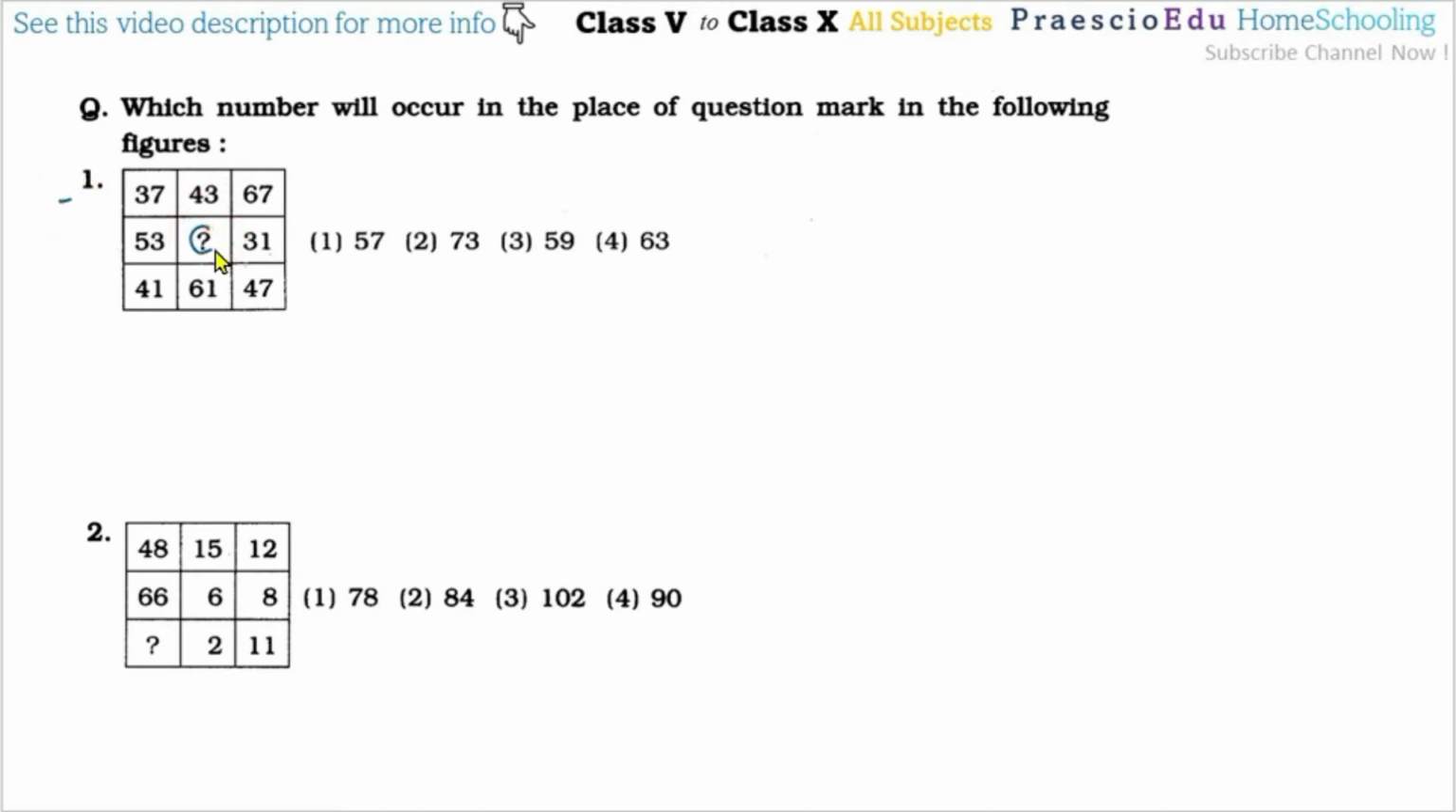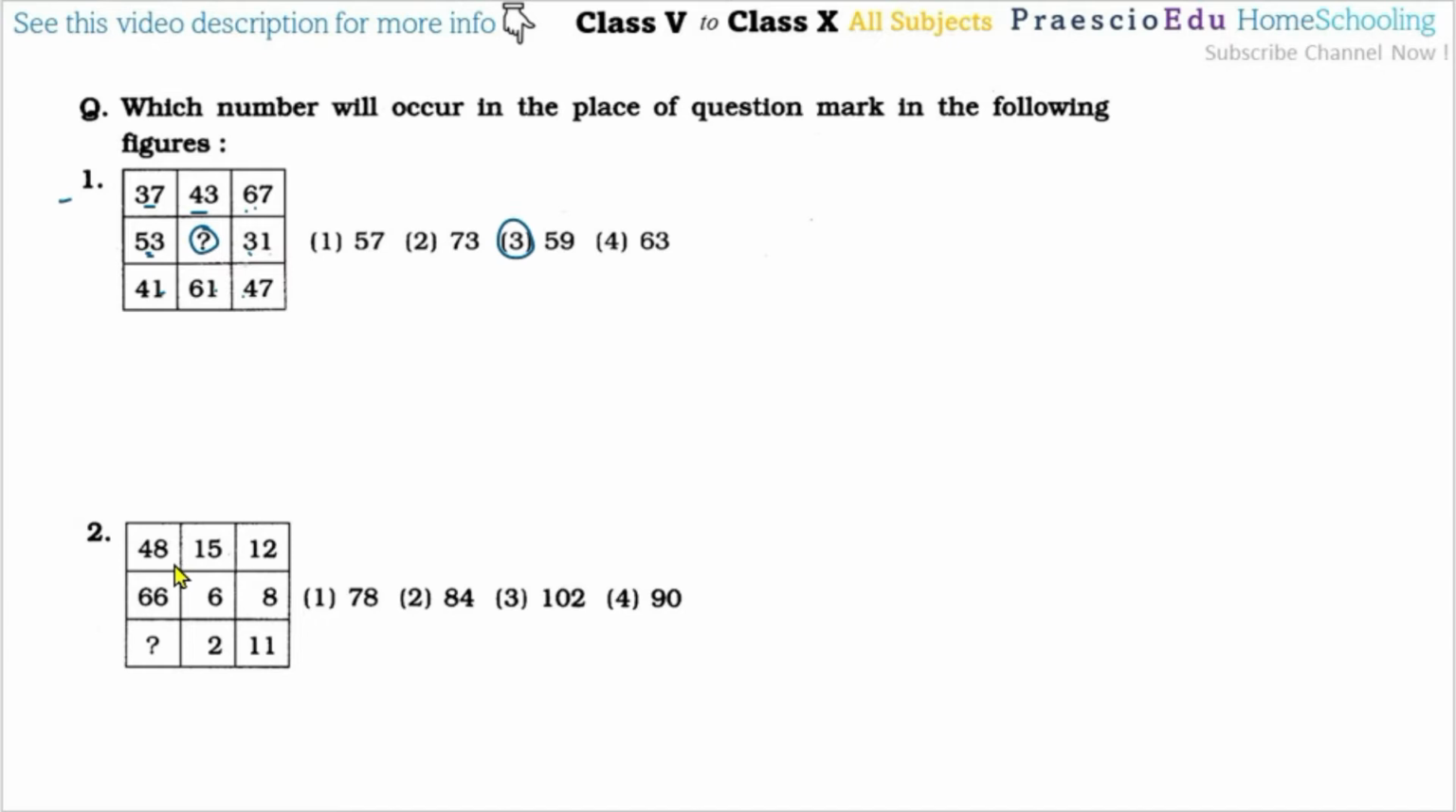So the question mark is here. If you observe, all are prime numbers, starting from 31. So 31, then 37, then 41, 43, then 61, 47, 67, then 53. So we have to place the number which is available after this 53 and before the 61, so 59 is the number. So 59, which is option number 3, is the correct one.